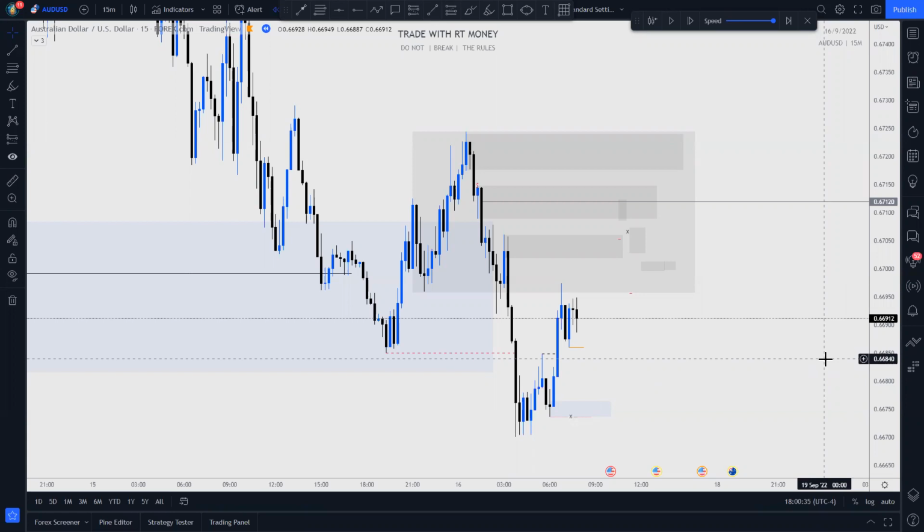I put out an Aussie dollar, US dollar, AUD/USD, pre-New York session analysis and trade idea earlier this morning. And I want to show you the trade that we took and how it played out.